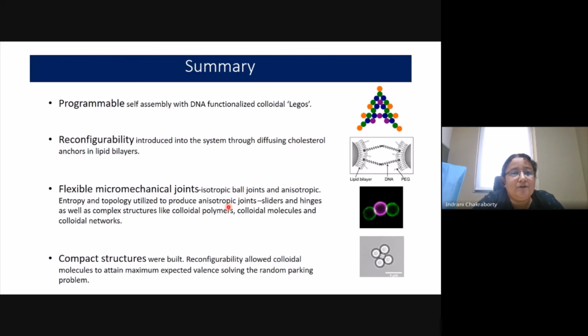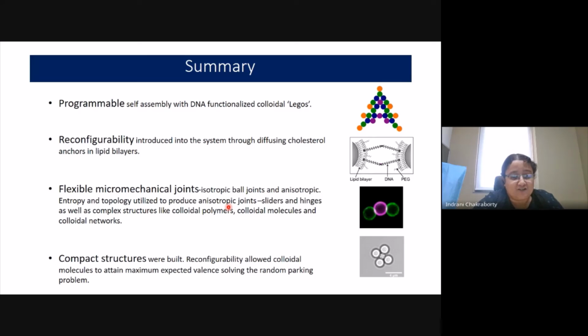So in summary, we made DNA functionalized colloidal LEGOs, and we showed that we can attain programmable self-assembly with them. We introduced reconfigurability into the system by using DNA linkers which diffuse in lipid bilayers via cholesterol anchors. We made some flexible micromechanical joints: isotropic ball joints, spherical joints, hinges, sliders, and also some complex structures like colloidal polymers, molecules, and networks. Now, the next step here would be to attach an active particle, or so to say an engine, to these joints and actually make a machine.